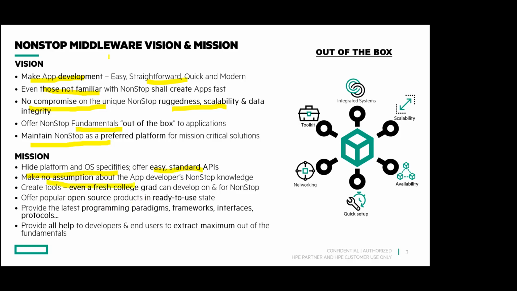And we don't want to make any assumption about app developers' Nonstop knowledge. Even a fresh college grad who comes out with just C, C++, Java, or most probably Python nowadays, should be able to develop on and for Nonstop. We have all seen over the past 25 years how open source has proliferated. Actually, it has humongously exploded, I should say. So we go through them, select some products from the open source, and offer them in a ready to use state on Nonstop for the application developers to use.